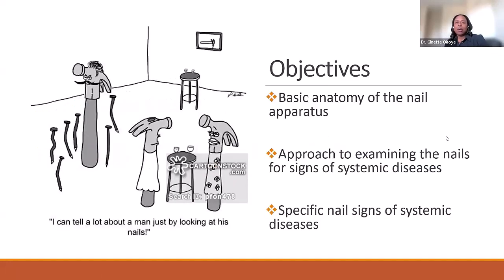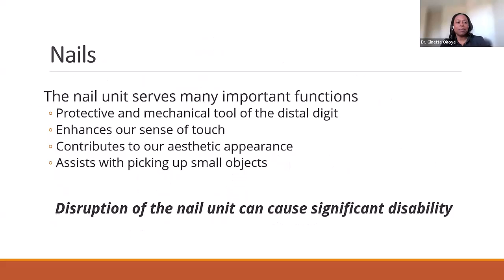All right, so what we'll be doing in the next hour or so is we'll talk a little bit about the basic anatomy of the nail, called the nail unit or the nail apparatus. And then we'll talk about an approach to looking at the nails and examining the different parts of the nails when you're thinking about signs of systemic disease. And then we'll go through some of those signs as well.